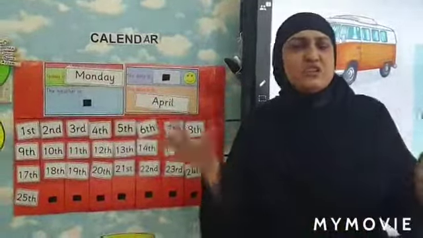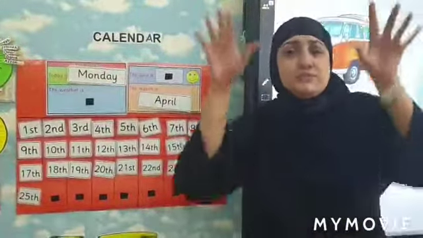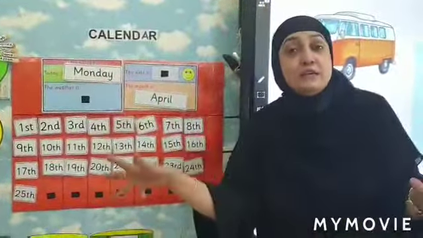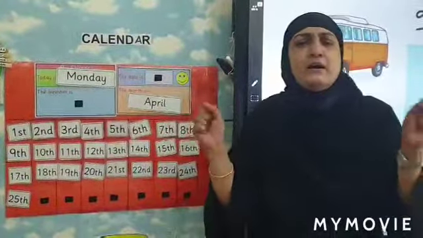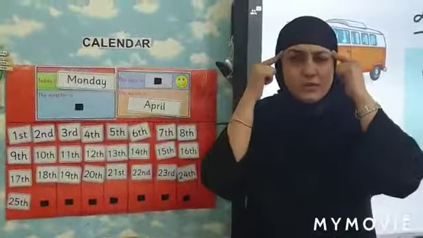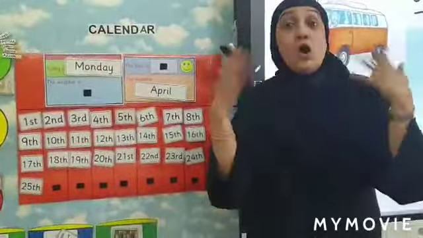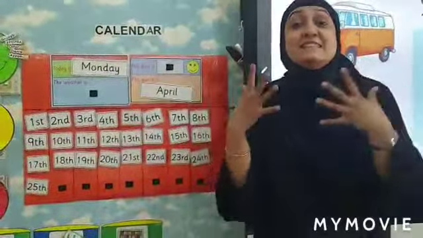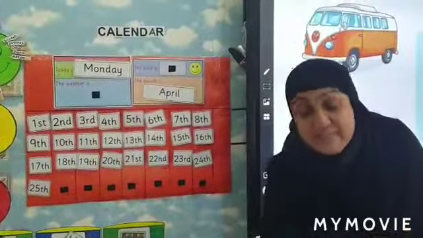So let's see now. You can go outside and check the weather. It is hot. It is raining. It is cloudy. It is sunny. What do you think it is? Just think, use your brains. It is hot. It is a sunny day, summer. So let's put sunny.